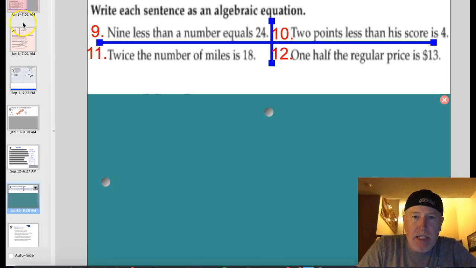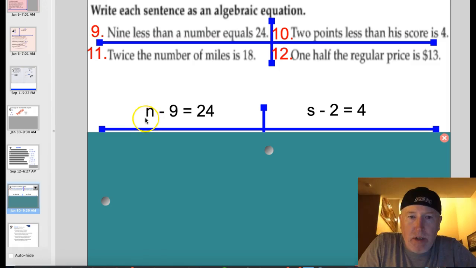All right, 9 less than the number equals 24. Here's the number. Here's 9 less equals 24. 2 points less than his score. Well, here's his score. 2 points less equals 4.